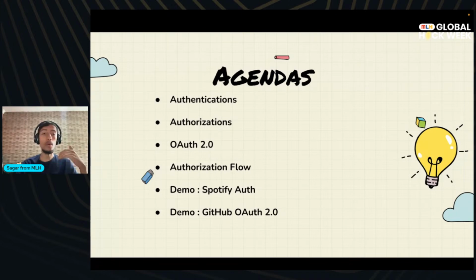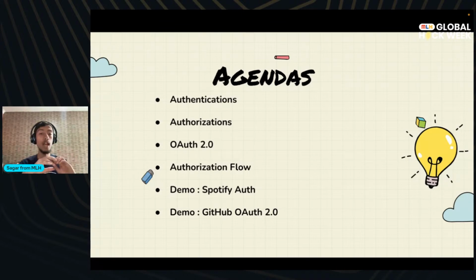Then, as I said, we will talk about OAuth 2.0. We will also talk about the authorization flow, which is a process that happens when we use OAuth, and that will basically explain how the entire OAuth thing works and how we get secure access to different app platforms. So we'll talk about that flow, and then we have two demos lined up for today.